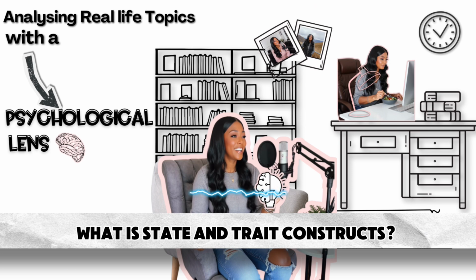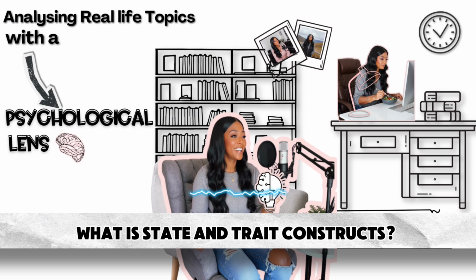First of all, let's talk about what a construct is. In psychology, a construct is essentially the thing that we're trying to measure. It's the concept or the idea that we want to understand and assess. So, for example, if we're looking at human belonging, that would be the construct that we're interested in.